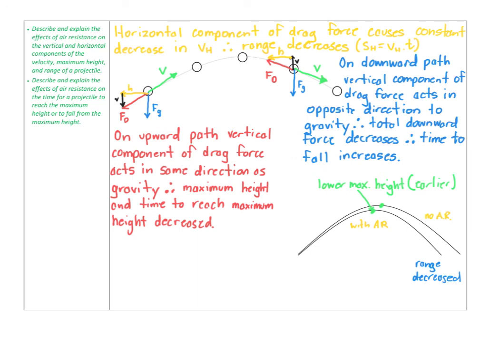Out of interest, it's not really in the course. It used to be in the old course. Generally, with air resistance, the overall time of flight will decrease. So the increase you get on the downward path doesn't make up for the loss of time you get on the upward path. But again, that's not in the curriculum statement now, so I won't write that down.